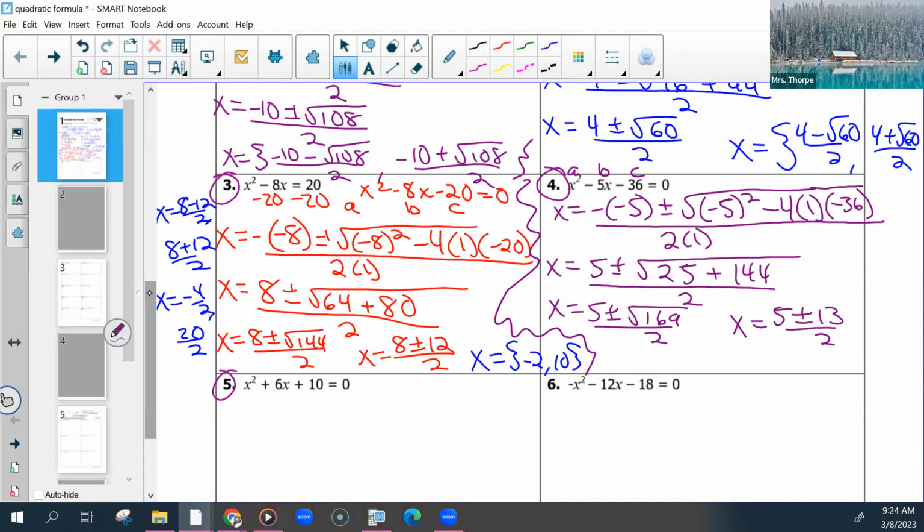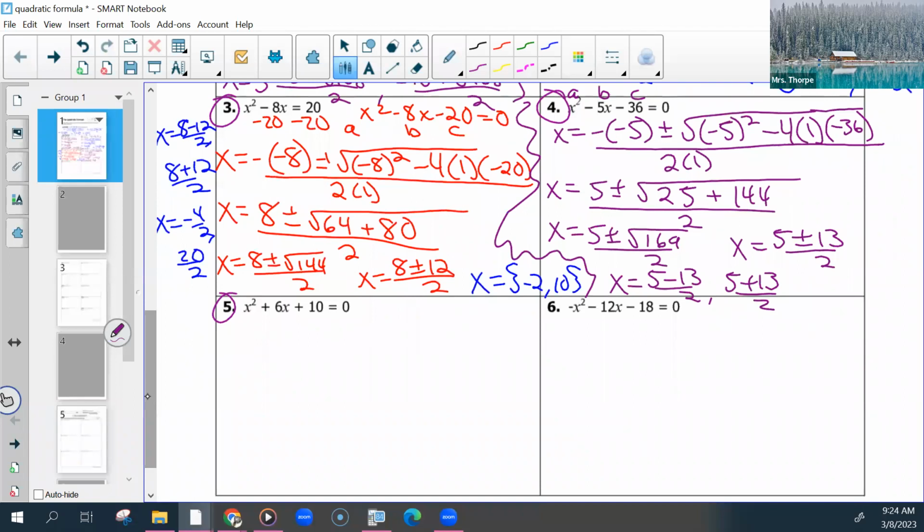Separate them. So 5 minus 13 all over 2 and 5 plus 13 over 2. After you've separated them, if you want to put each fraction in the calculator to solve all at once, you can do that, or if you'd like to see each piece, you can also do that. We have 5 minus 13 would give us -8. 5 plus 13 would give us 18.